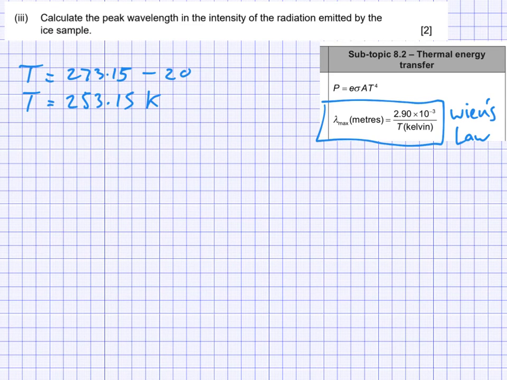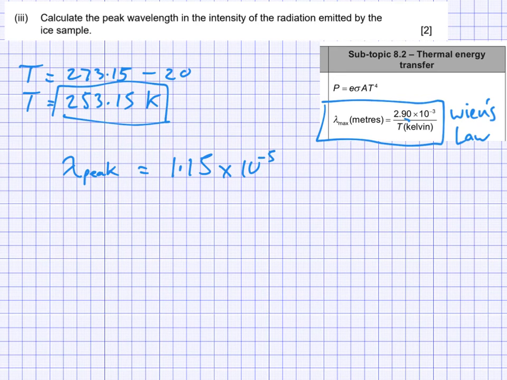And my equation is over here. My constant, 2.90 times 10 to the negative 3. So the maximum or the peak wavelength is, well, let's plug it in. 2.9 times 10 to the negative 3 divided by this temperature in Kelvin, and that's going to give me 1.15 times 10 to the negative 5.